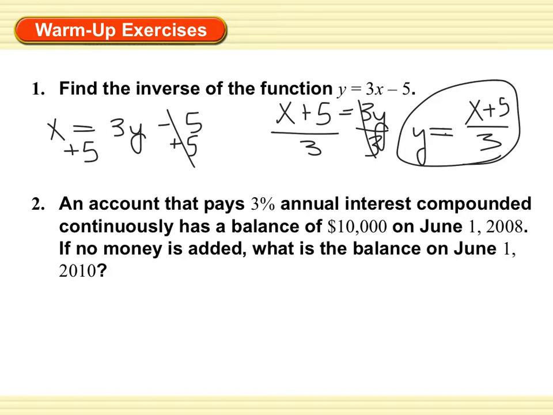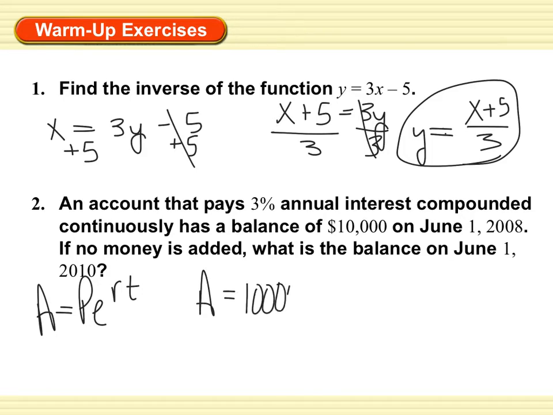All right, an account that pays 3% annual interest compounded continuously has a balance of $10,000 on June 1st, 2008. If no money is added, what's the balance on June 1st, 2010? So I think that would be our A equals P E to the RT. Our initial amount would be $10,000. E, the rate is 0.03, and then the time, we're going from 2008 to 2010, so that is 2 years.